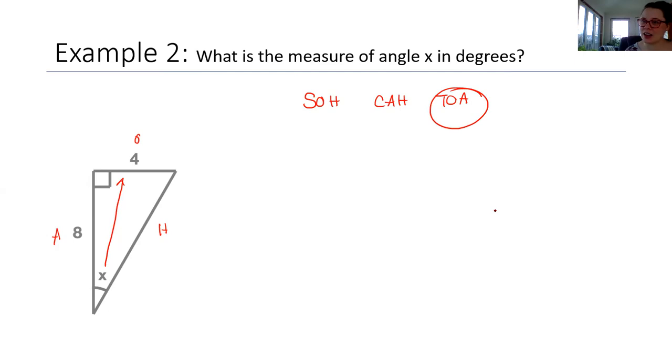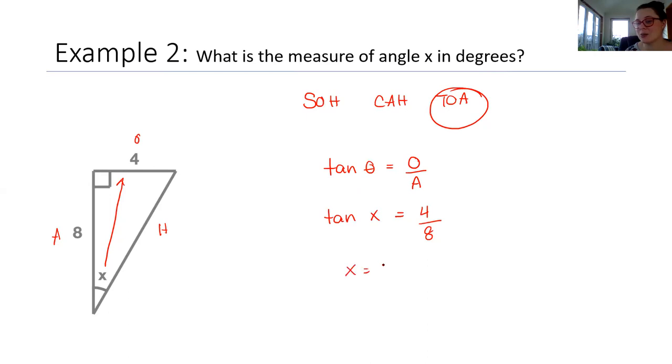So labeling your sides and then finding which ratio uses both of the sides, either the side you want and the side you have, or both of the sides that you have, depending on what you're calculating. So we're going to use tan. The tan of an angle is equal to the ratio of the opposite side divided by the adjacent side. So the tan of angle x is going to be equal to, opposite is 4, adjacent is 8.